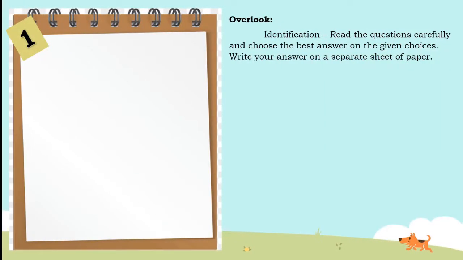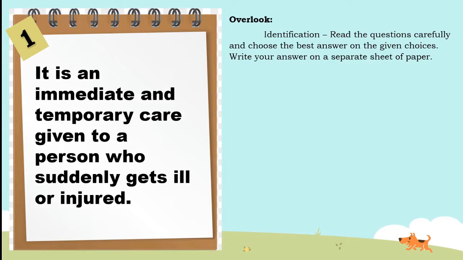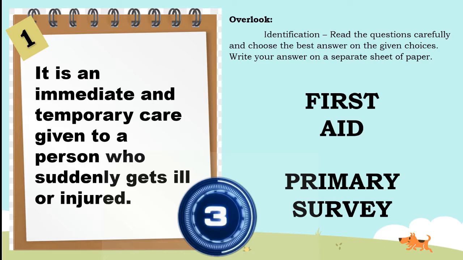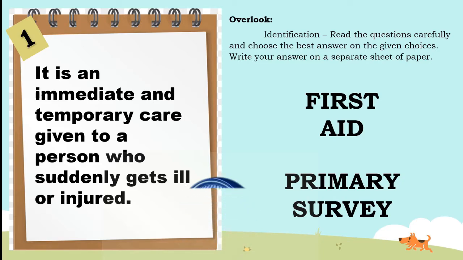Overlook. Identification. Read the questions carefully and choose the best answer from the given choices. Write your answer on a separate sheet of paper. Question number 1. And the choices are... you have only 5 seconds to know the answer. And the answer is first aid.